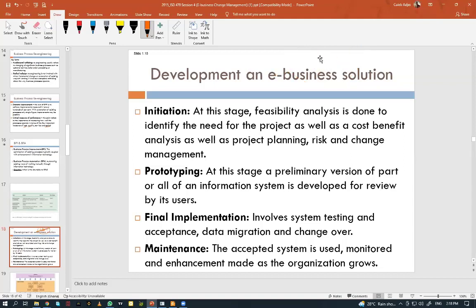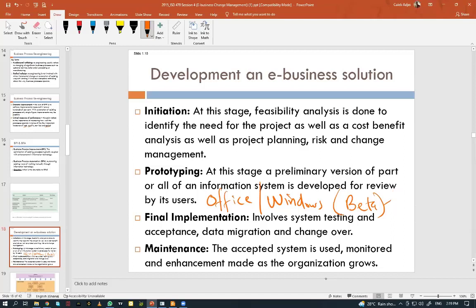So let's continue. At the initiation stage, feasibility analysis is done to identify the need for the project, as well as the cost benefit analysis, the project planning, the risk, and the change management. Then we come to stage number 2, prototyping. That is where a preliminary version of part or all of the information system is developed for review by its users. In Microsoft Office and Microsoft Windows, there's something they call a beta version, or sometimes they call it the trial version. But the trial version is different from beta. Let me just use the beta version.